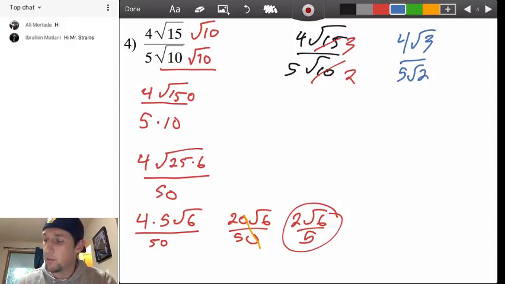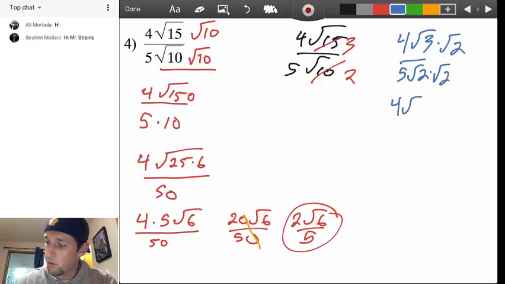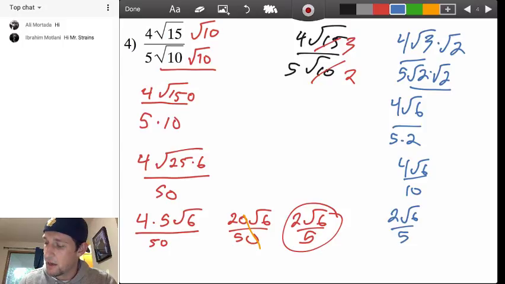Now I can multiply by square root of 2 to get rid of that. I get 4 root 6 over, that turns to a 2, so I get 5 times 2. 4 root 6 over 10. Simplify the 4 over 10 and I get 2 root 6 over 5. I get the exact same answer.